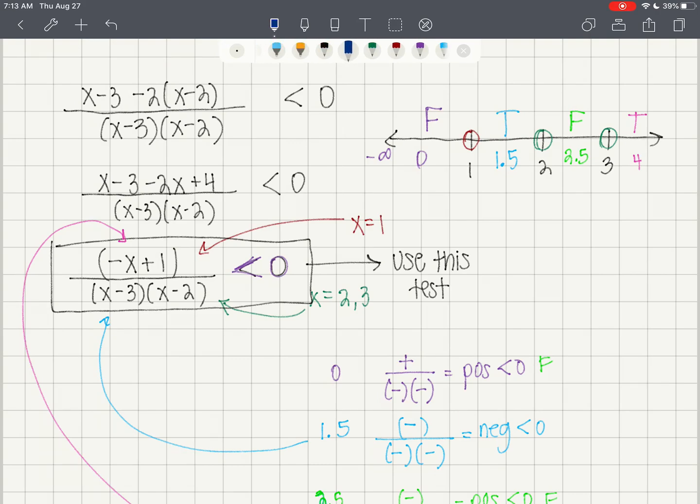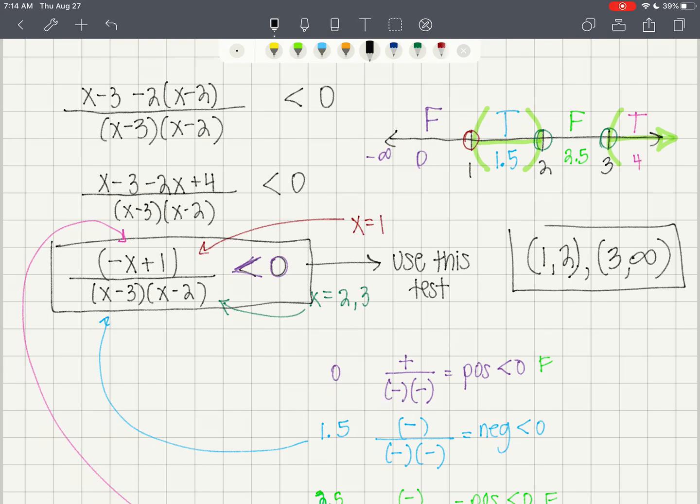So we have an interval, I love using this highlighter, from 1 to 2, and it's an open interval, and then from 4 to infinity. So 1 to 2, open interval, and then I said 4 to infinity, but I meant 3 to infinity. 3 to infinity. That critical number is 3.